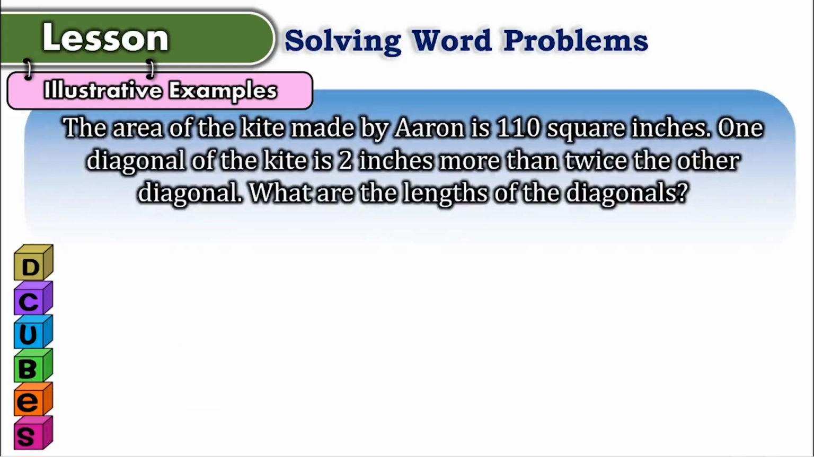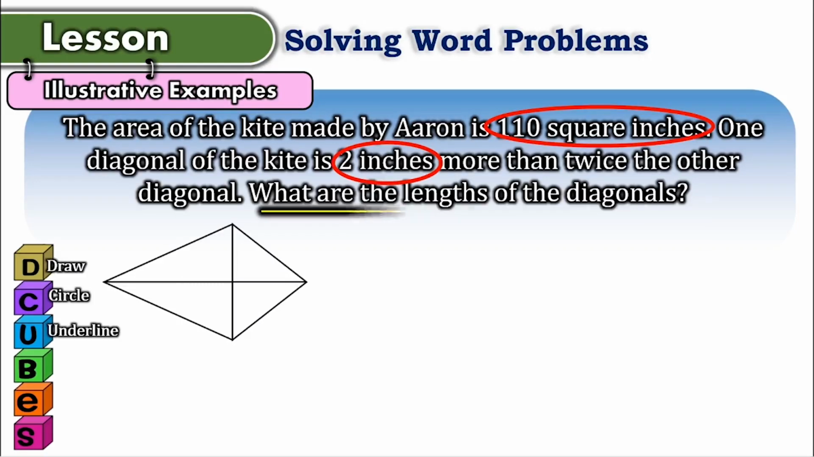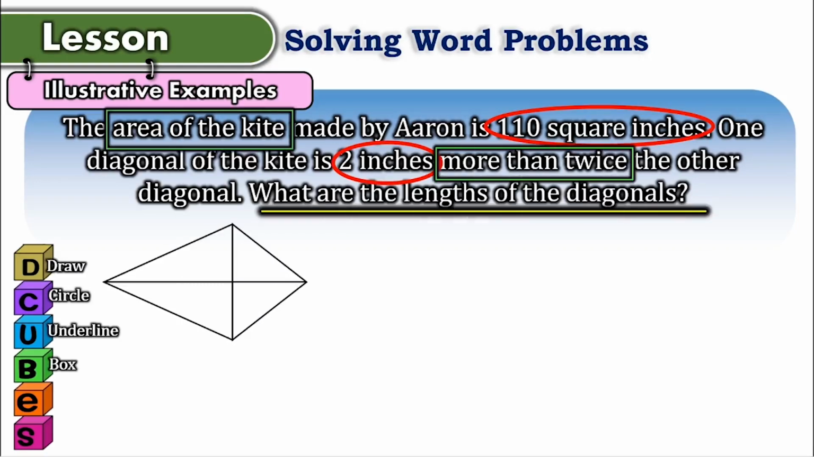The area of the kite made by Aaron is 110 square inches. One diagonal of the kite is 2 inches more than twice the other diagonal. What are the lengths of the diagonals? The first 4 steps are as follows. Let us now evaluate using the labeled details.